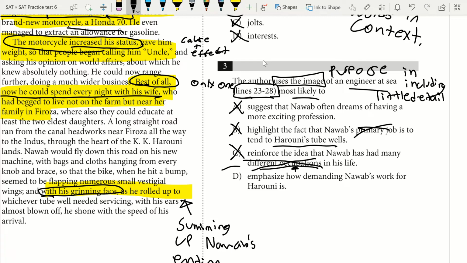D, emphasizing how demanding his work for Haruni is. Yes, right, we're comparing it to that engineer at C, that boiler room, which we know is going to be very, very hot and difficult work, just like how demanding his work for Haruni is. So D would be our answer for 3.